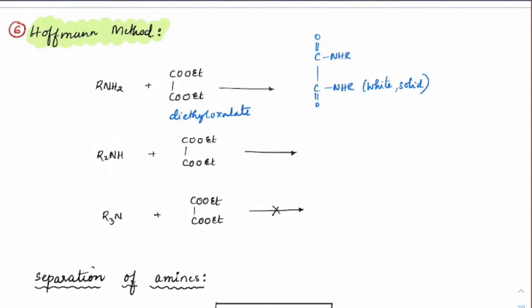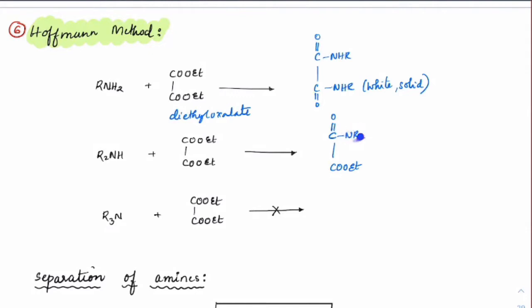While R2NH with COET, right? If you react here, this will give C double bond O N R2, and only one side will get connected. The reason could be steric factors. There are no specific reasons mentioned, but the only reason you can see is steric factors, because this is a bulky nucleophile.